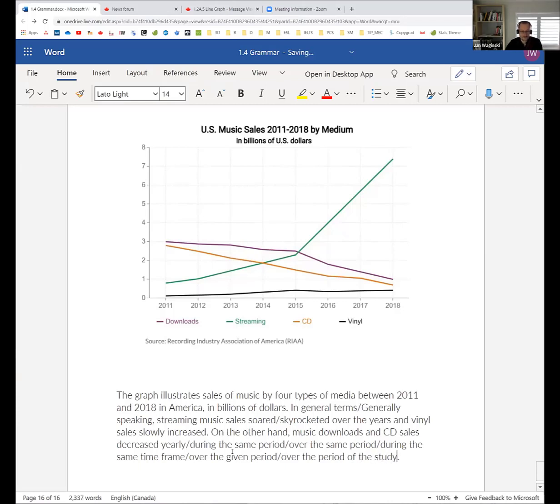All of these are great. The simplest one, during the same period. Same time frame, that's another good one. Okay.